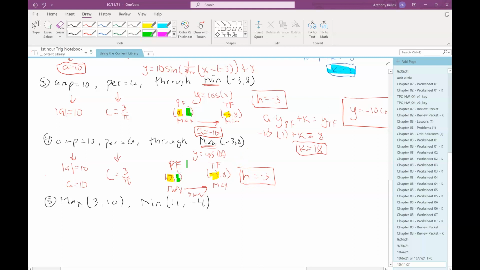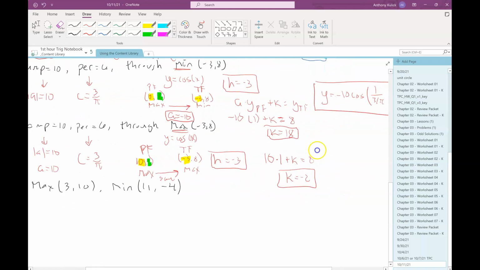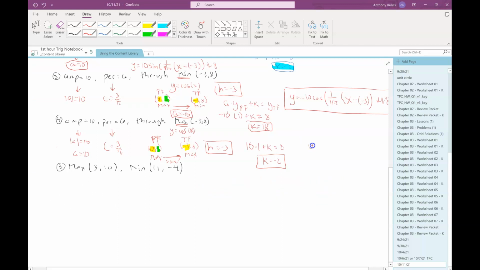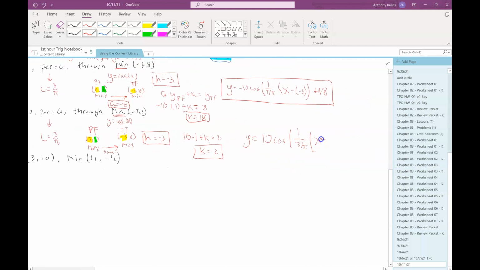And because the y-coordinate for my parent function isn't 1, I have to write my equation. So I have A times the y-coordinate for my parent function plus k is equal to the y-coordinate for my transformed function. Subtract 10 from both sides, I get that k is equal to -2. So I have y equals 10 times cosine of (3 over pi) times (x minus -3) plus k, or -2. And again, I would not use sine in that case, because the point I'm told needs to be a max and a min.